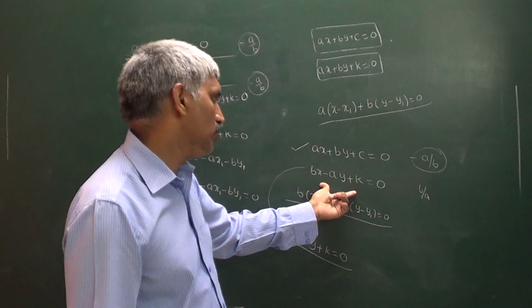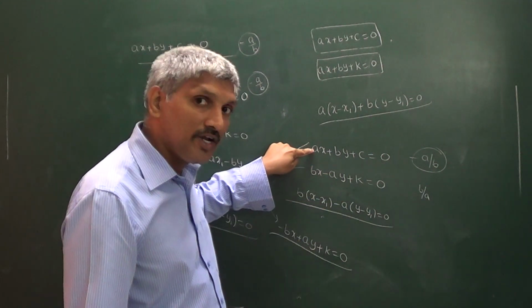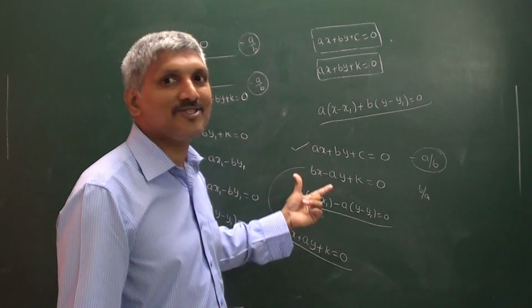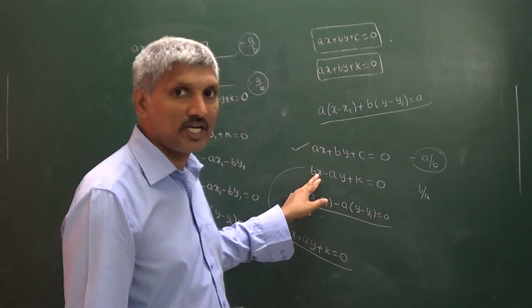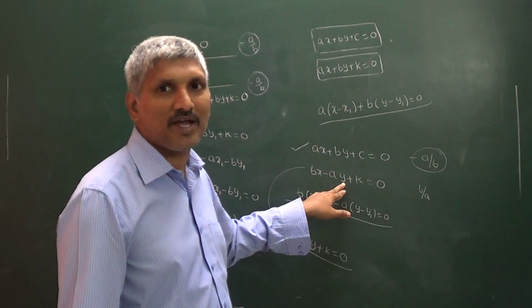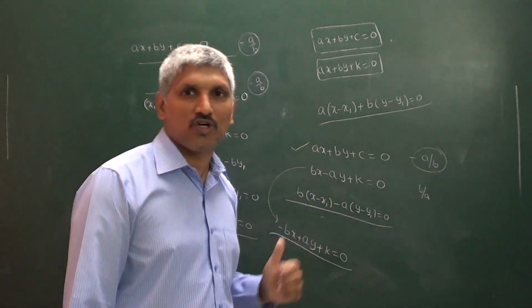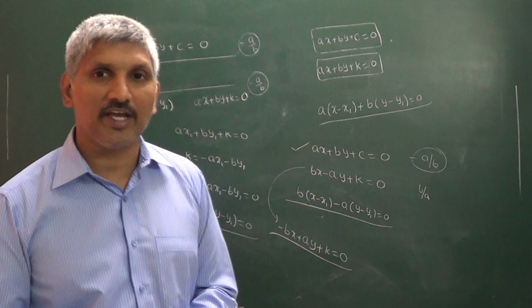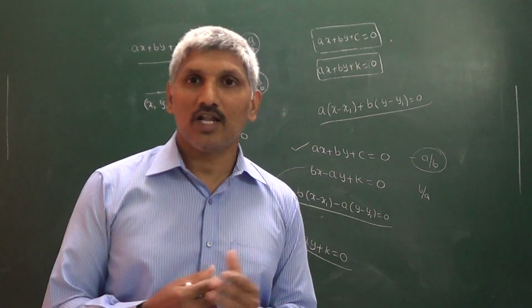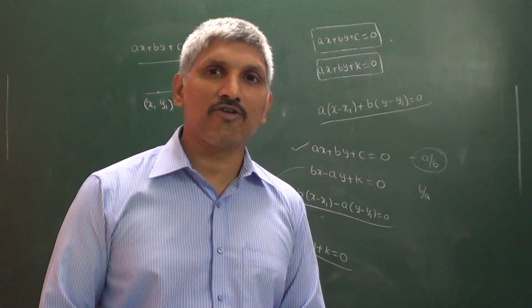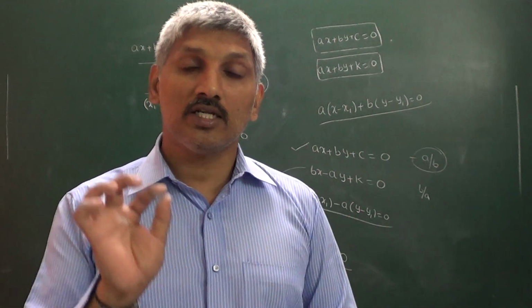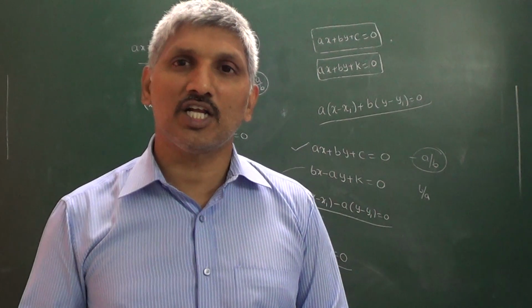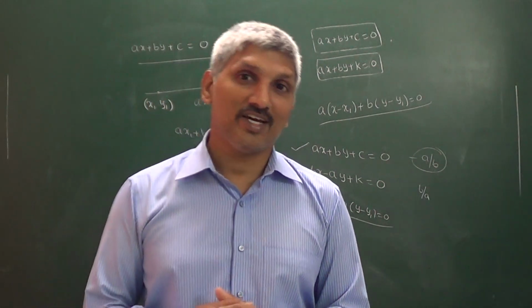Now a line perpendicular to this and passing through a point x1, y1 is of the form b into x minus x1 minus a into y minus y1 is equal to 0. So that is the way of finding the different forms of the lines. Next class we are going to discuss the normal form of the line and the symmetric form of a line, that is nothing but the distance form of a line. Okay.